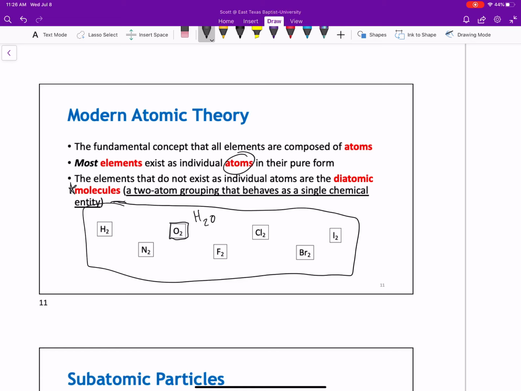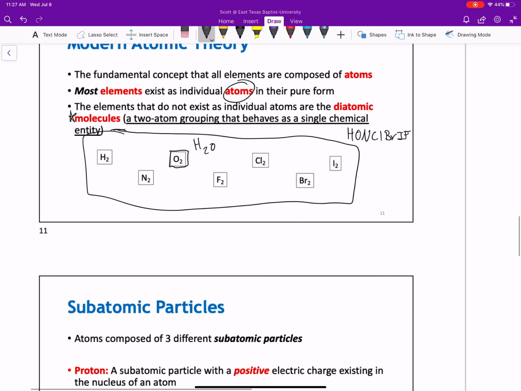How do I remember this? Well, this is really silly, but I just say Hunkelbrief. Hunkelbrief. It's a made-up word, but it helps me remember. Hunkelbrief. And so that gets you all of them right there. It's kind of rearranged, but Hunkelbrief. That's what goes in my head whenever I think of the diatomic molecules that exist on the periodic table. So try to commit those to memory.